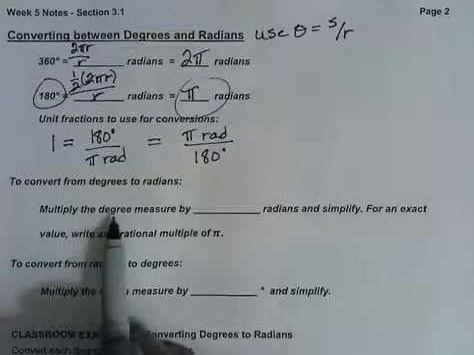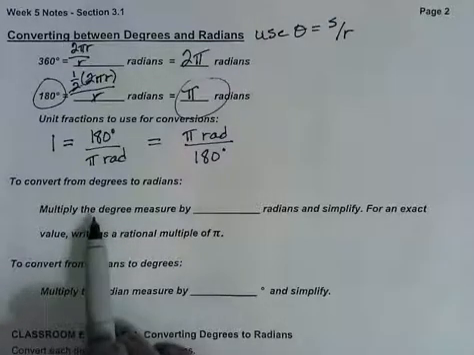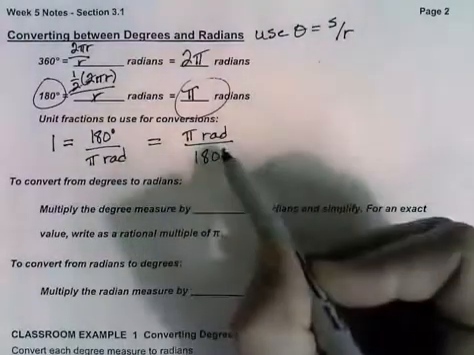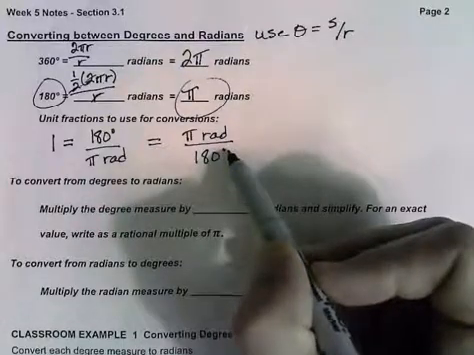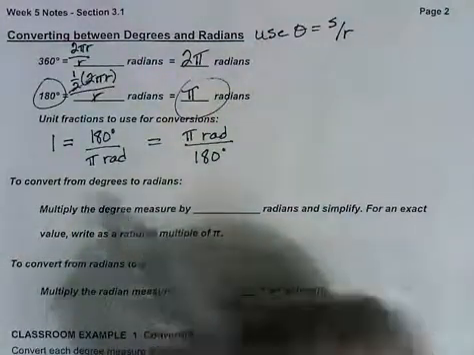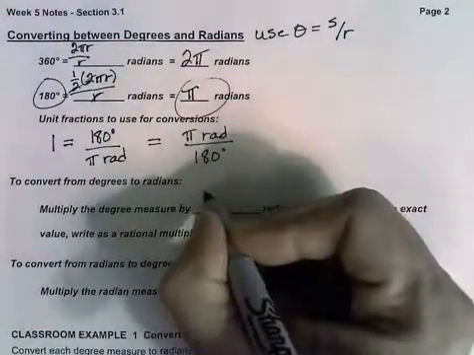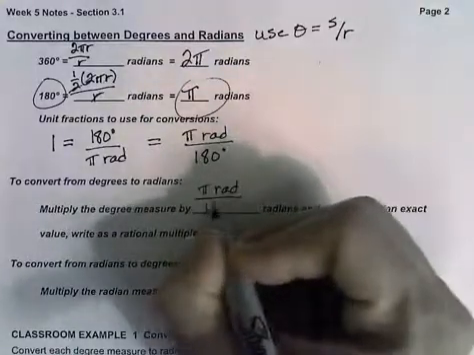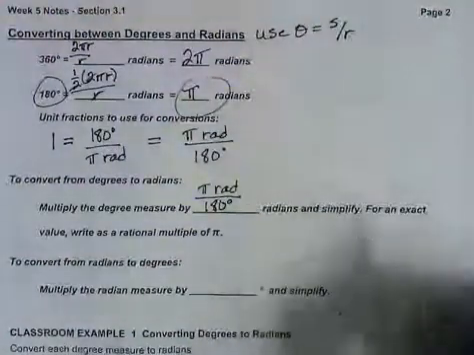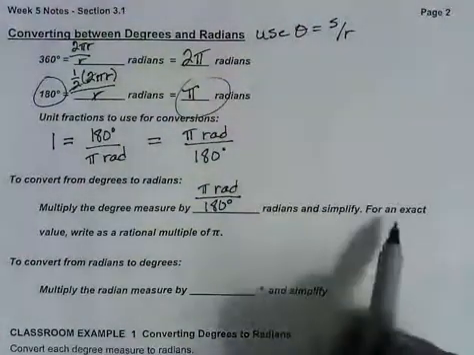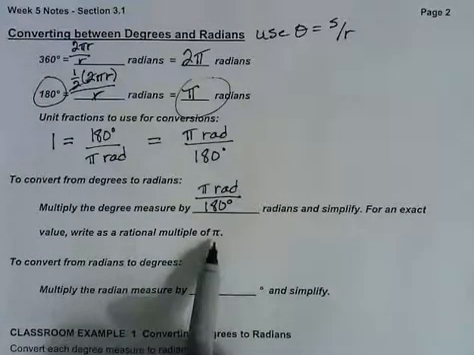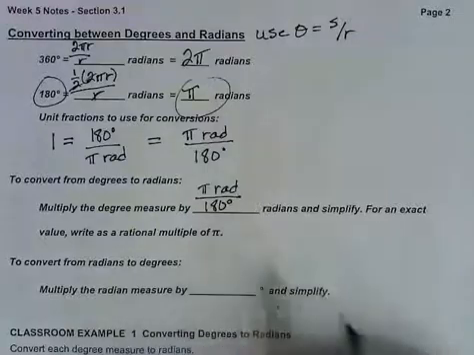The way I like to think about this is that if we have an angle that's already measured in degrees, we want to get the degrees to cancel out. That means we want to use this fraction that has the degrees on the bottom so that the degrees will cancel with the degrees we have here. So to do this, we're going to multiply our degree measure by pi radians over 180 degrees. And then we can simplify that. If we're writing something with an exact value, we'll leave the pi in there and we'll just write this as a rational multiple of pi. In other words, we might have a fraction times pi.